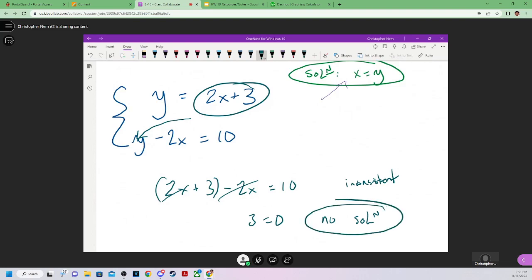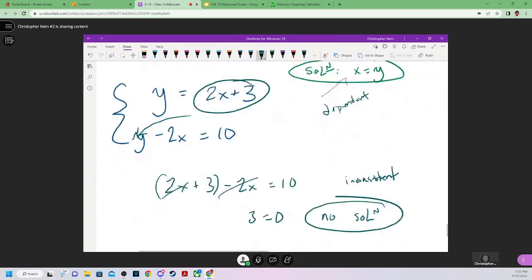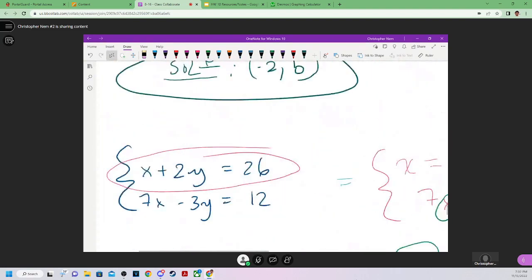I do expect you to know what inconsistent means. And then if you ever go into linear algebra, if you have an infinite amount of solutions, they call this dependent, if you're ever curious. But don't worry about what that means for now. But if you do plan on going into higher level maths, that is what the terminology is called when you have an infinite amount of solutions. Dependent, because x will depend on y, or y depends on x. All right, that covers it for substitution.